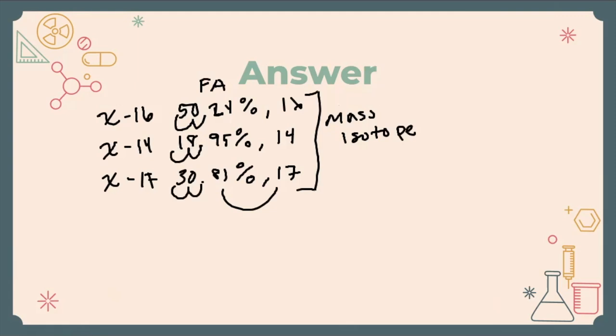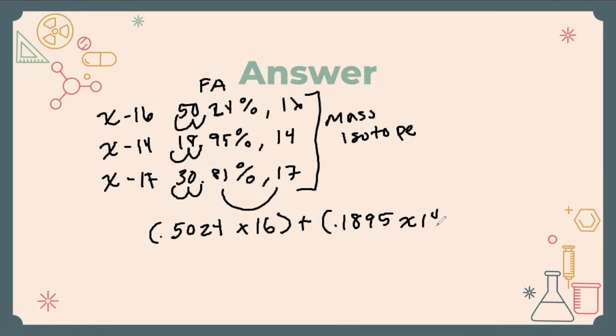So then what your problem becomes is simply 0.5024 times 16 plus 0.1895 times 14 plus 0.3081 times 17 equals your atomic mass.